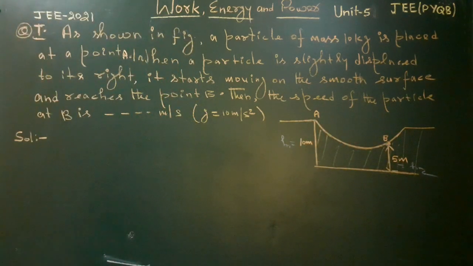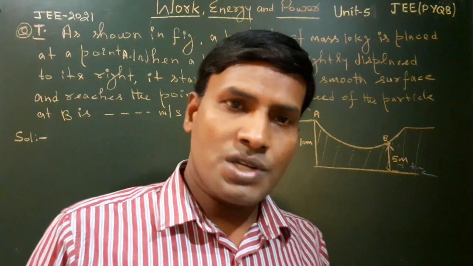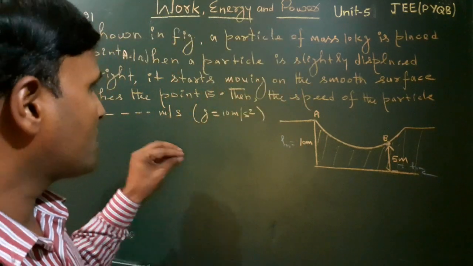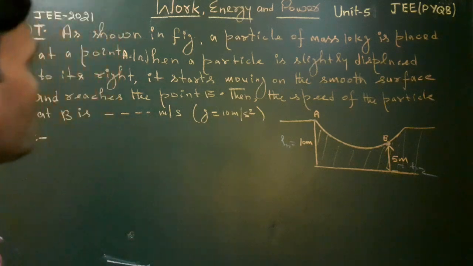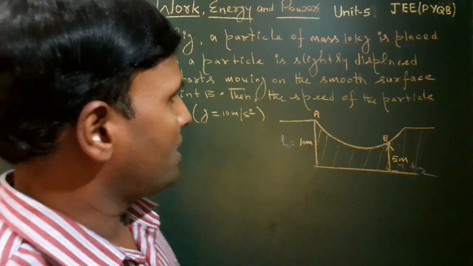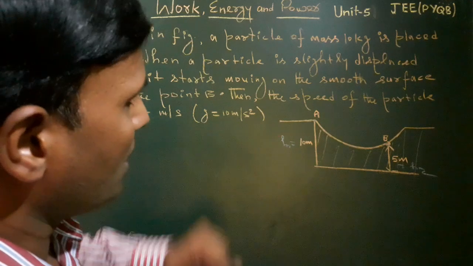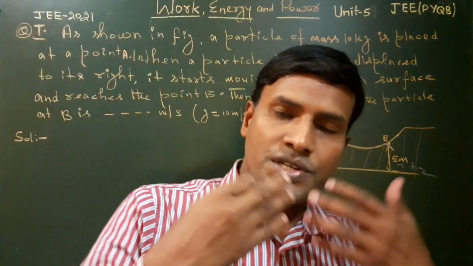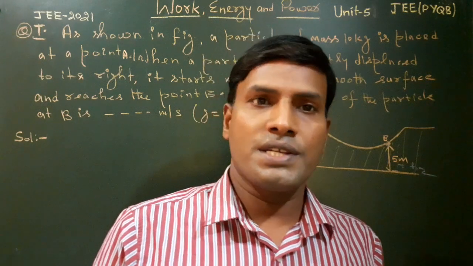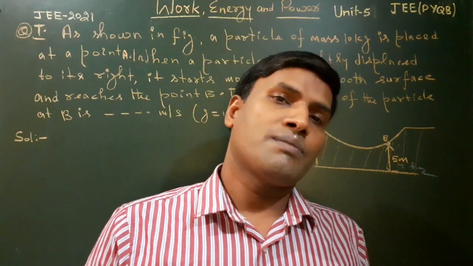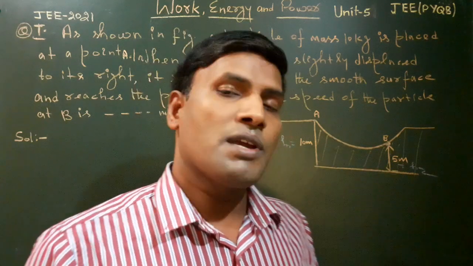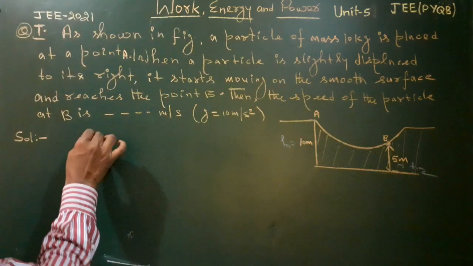So this is an integer type question. You have no options, you only have to put the answer in integer form. So you have to calculate the answer here. How can you do it? This is a frictionless surface, so we can apply the conservation of total mechanical energy. You know the total mechanical energy TME at point A must be equal to TME at point B.